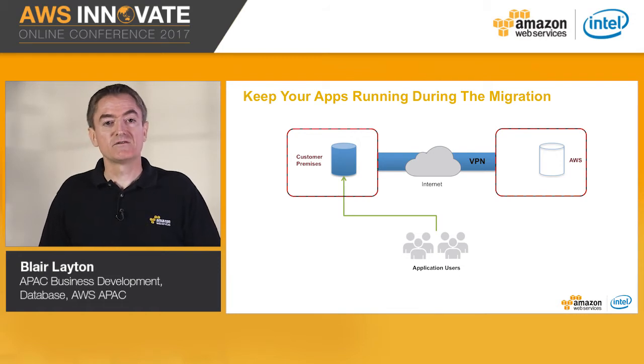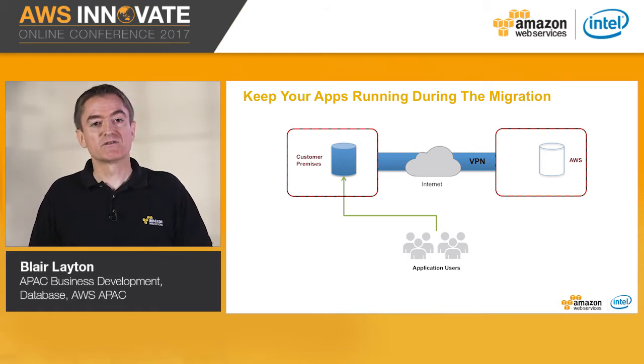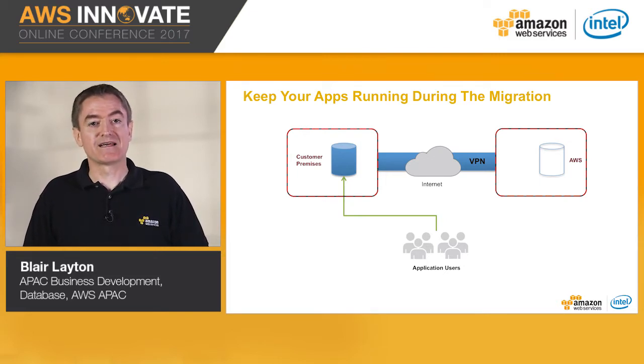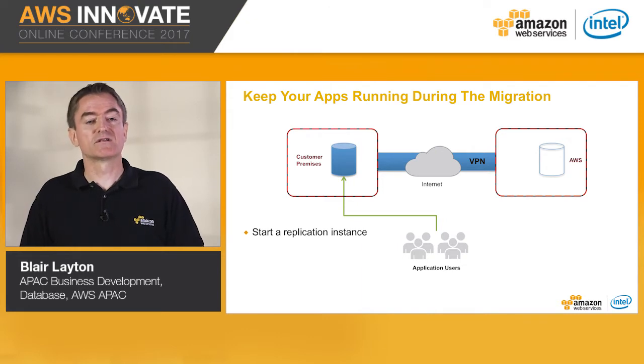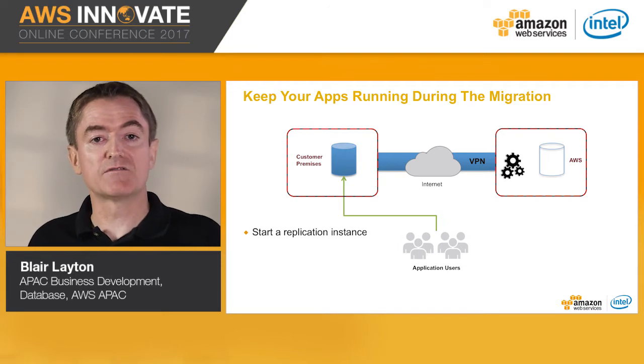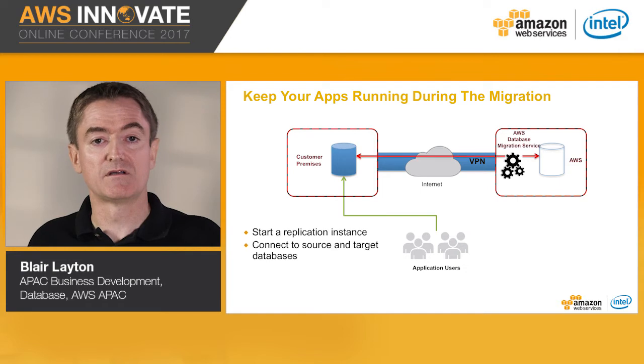On the left-hand side, you can see the existing application databases on-premises and the users connecting to that. On the right-hand side is AWS with an empty database, ready for migration. In the middle, there is networking, where we are using a VPN in this example, but it could be using our Direct Connect option too. To start the migration, we need a replication instance, which is what runs the Database Migration Service. Once that is started, you need to provide the connection information for the source and target databases.